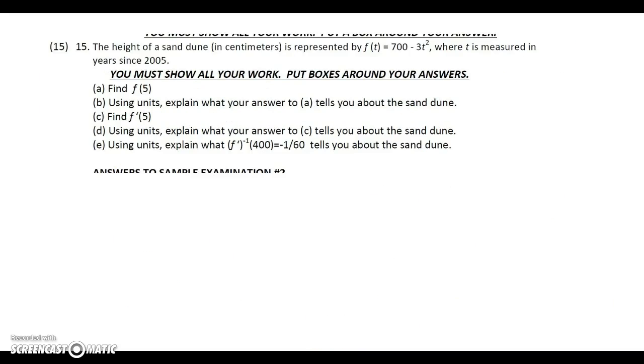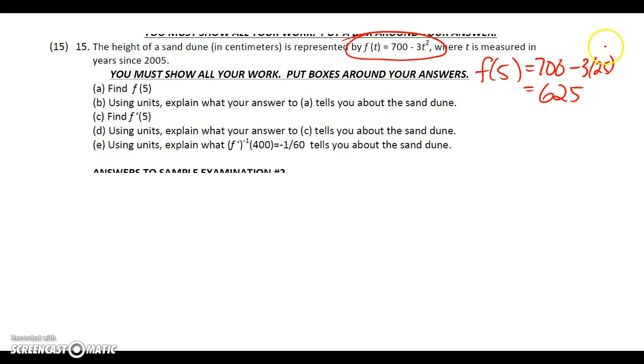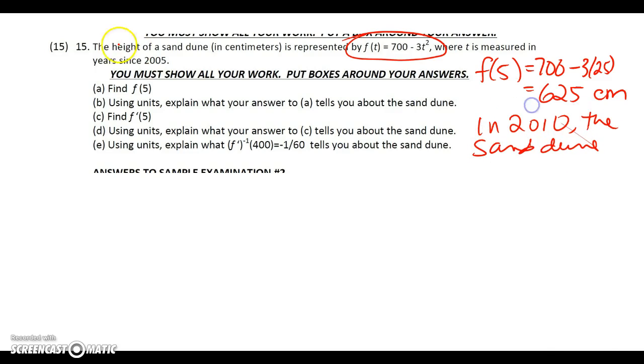All right, let's look at this one. Here we have this function where t is measured in years since 2005. It says find f of 5. All right, f of 5 equals 700 minus 3 times 25, so it equals 625. What are my units? 625 centimeters, and it means in 2010, the height of this sand dune is 625 centimeters, because that's what they're telling us.